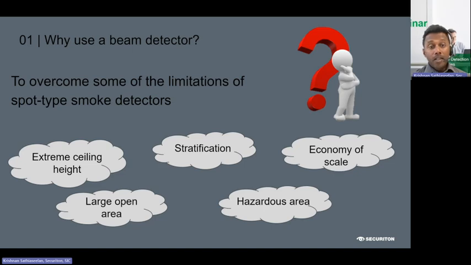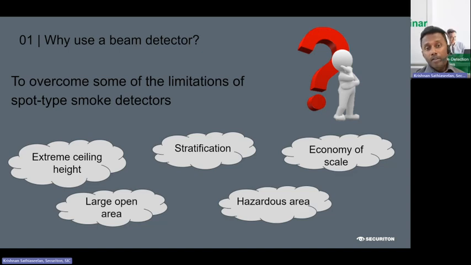The other issue with higher buildings, such as high ceilings or open space, is stratification. Stratification is where there's a heat buffer in buildings due to the ceiling height, and the smoke which is produced will remain at a certain height of the building. This will be difficult for a point detector or any other detectors installed at ceiling height. This is where beam detectors are suitable to solve the stratification issue.